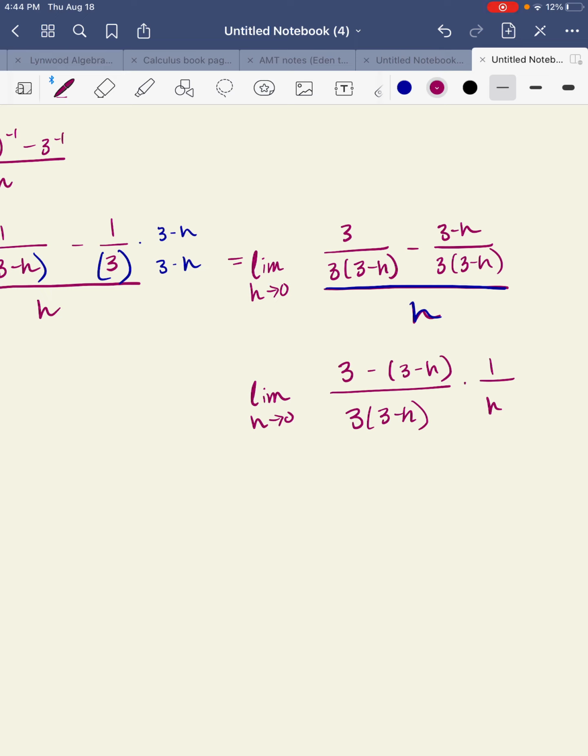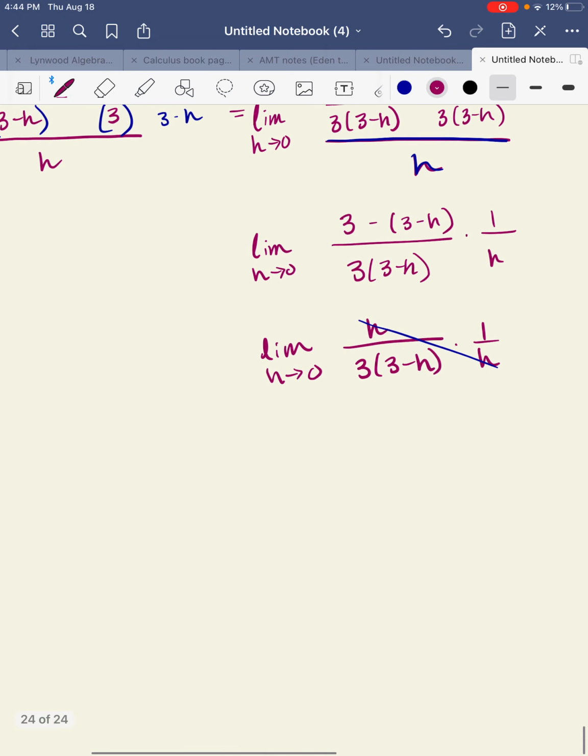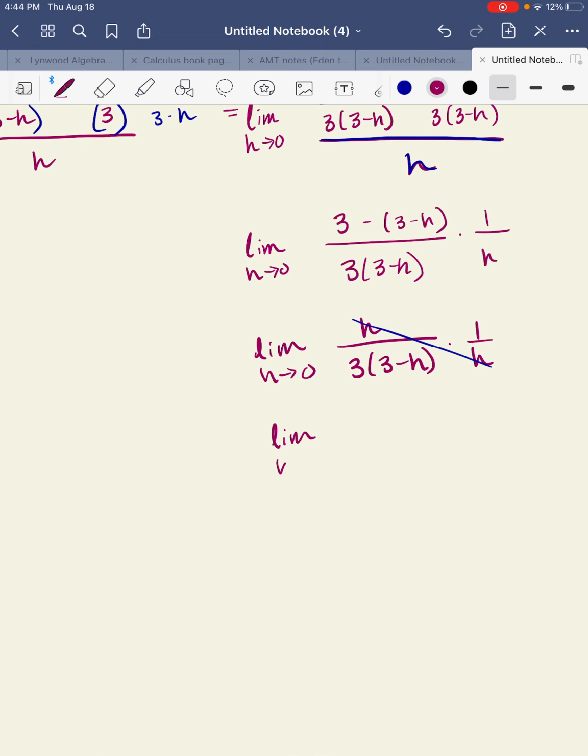So 3 minus 3 plus h is going to give me just a positive h. Don't forget that negative times that negative is going to be a positive. So that's why I get a positive h all over 3 times 3 minus h, times 1 over h. So those h's are going to cancel out. And the result, don't forget your parentheses here, is going to be the limit as h approaches 0 of 1 over 3 times 3 minus h.